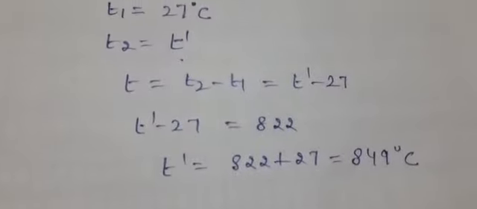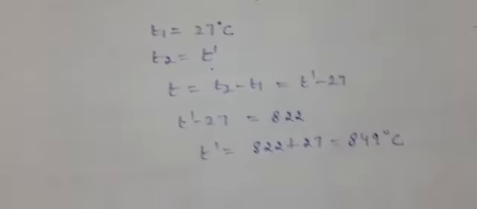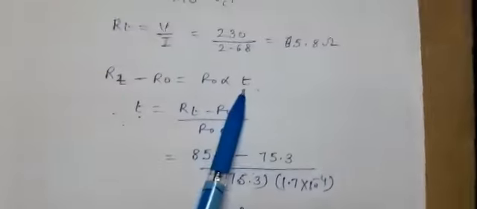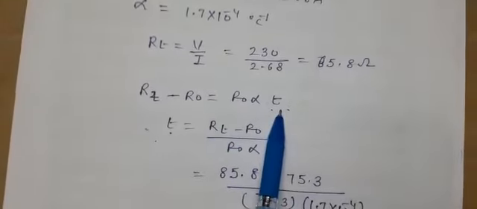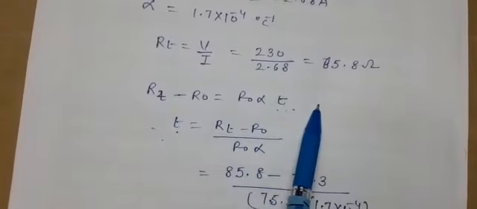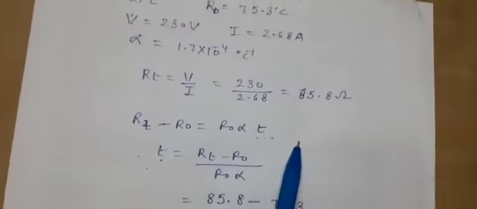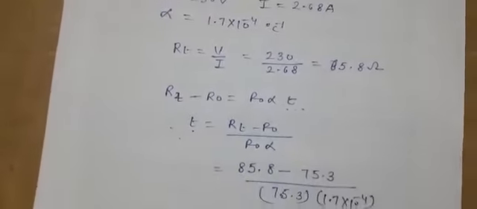I have taken it as a separate step, but you can take it directly as T2 minus T1. It's not necessary that you go exactly like this. Directly you can take the temperature change as T2 minus T1 or T minus 27 degrees Celsius. Directly you can mention it. So this is all for today.